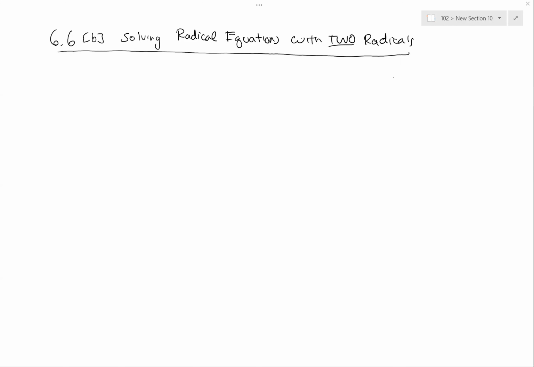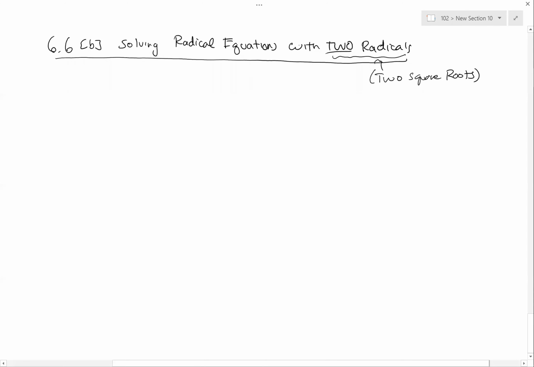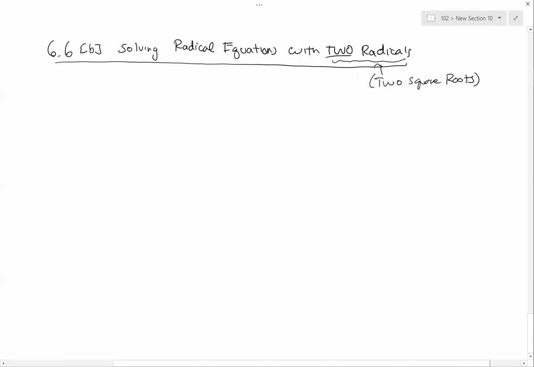So now we're going to start talking about solving radical equations that contain two different radicals. And remember, if it contains two radicals, we are only dealing with when it has two square roots. A lot of these steps will apply just fine if they're not square roots, it's just that the problems become quite a bit more complicated. So if there's two radicals in your equation, then we're dealing with two square roots only.